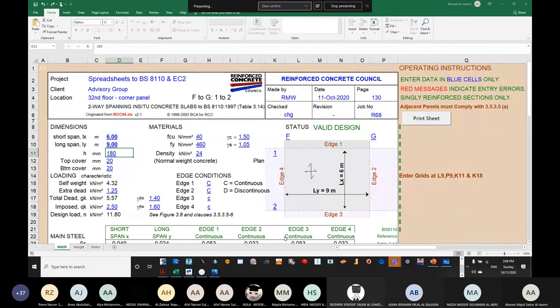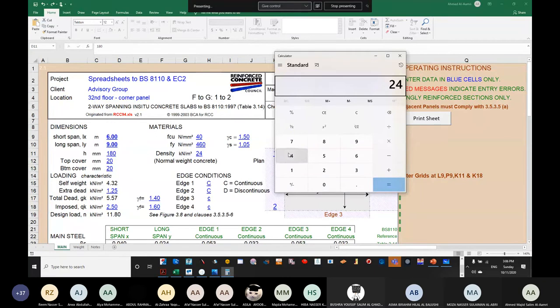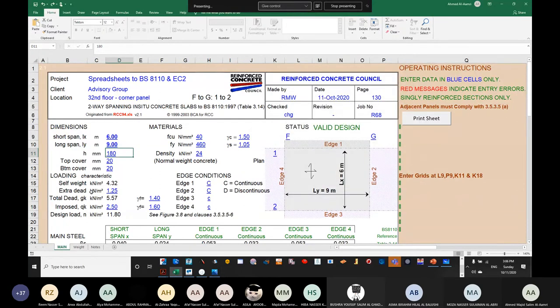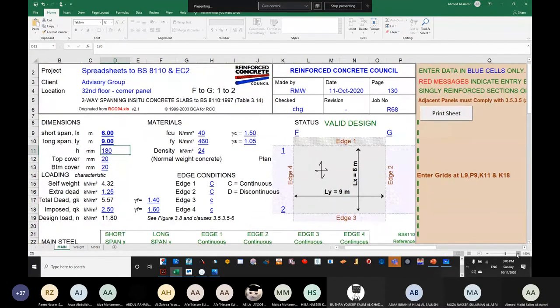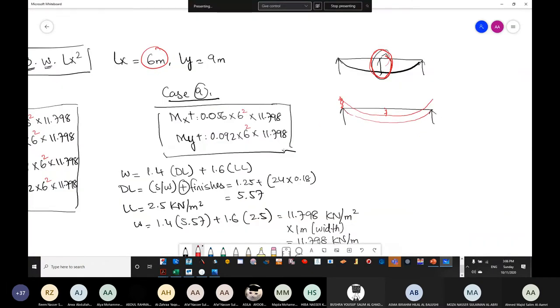If I open my calculator, we learned that it's 24 multiplied by the depth, which is 0.18, calculated automatically. Extra dead or finishes 1.25, imposed load 2.5. So here you have got your design load to be 11.8. How much have we got our W or N? We have got it to be 11.798, right? Are we fine with that? Okay, very good.